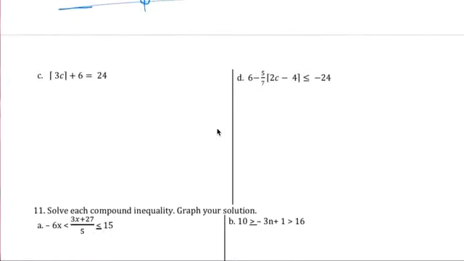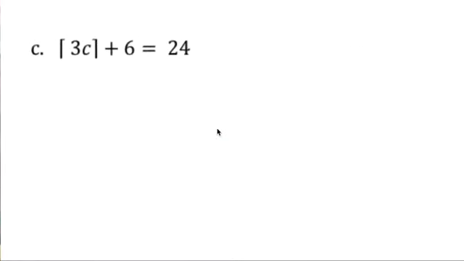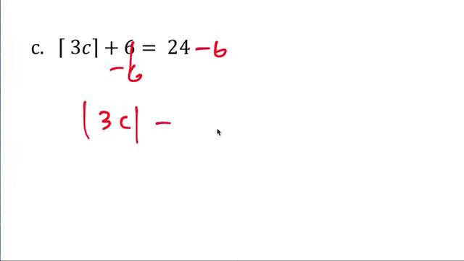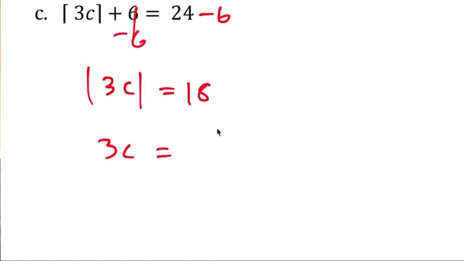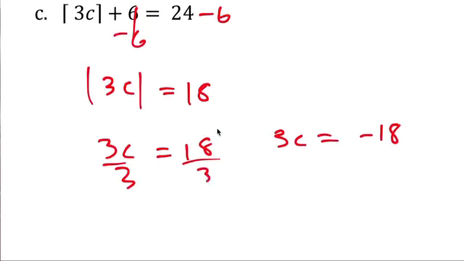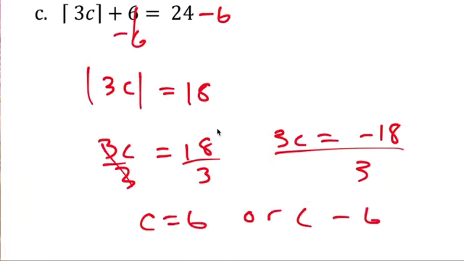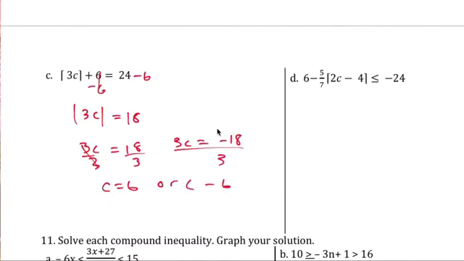All right, absolute value. Make sure you get rid of everything on the outside first. Get absolute value of 3c equals 18. Now we can split into 2. You got 3c equals 18 or 3c equals negative 18. So you got 2 possibilities here. c is equal to 6 or c is equal to negative 6. Both will work.